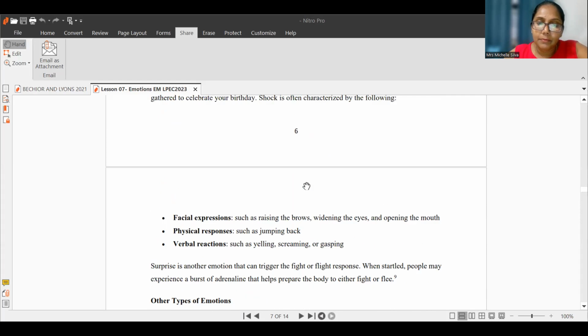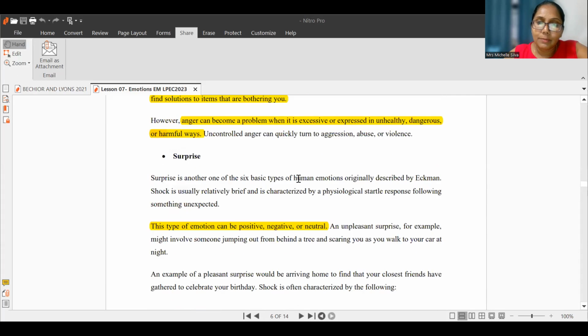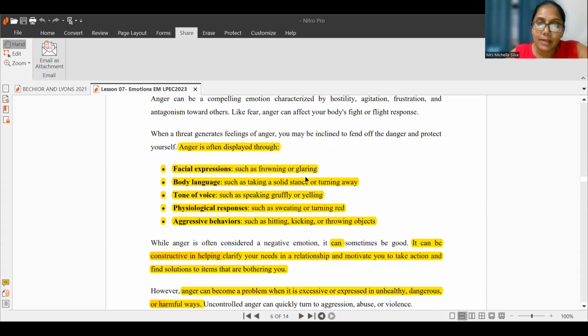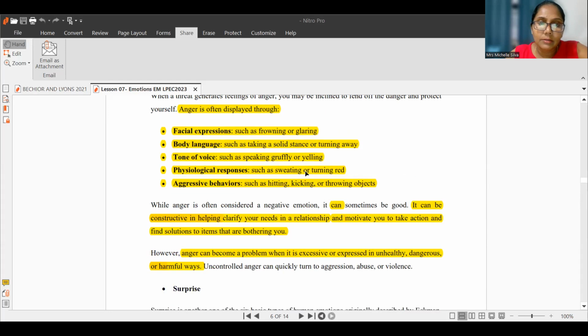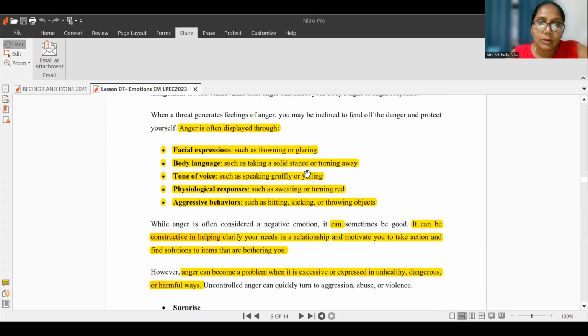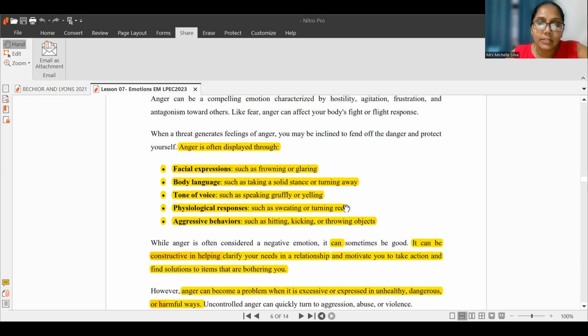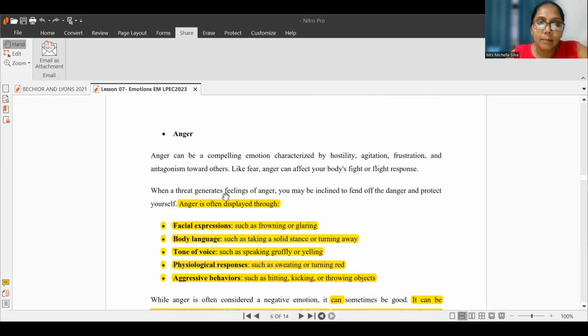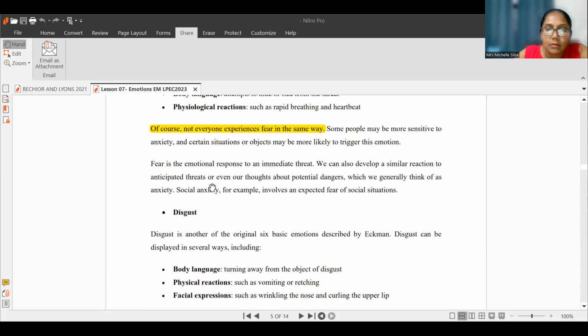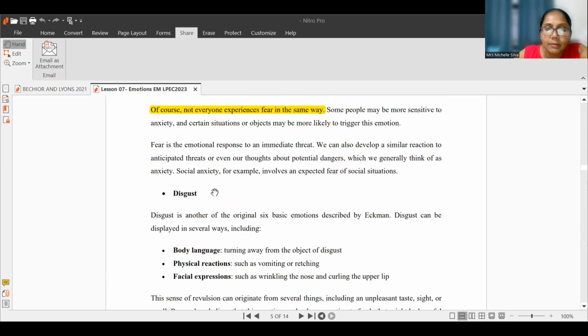Screaming happens because of surprise. For example, screaming happens because of surprise. Sweating or turning red happens because of anger.